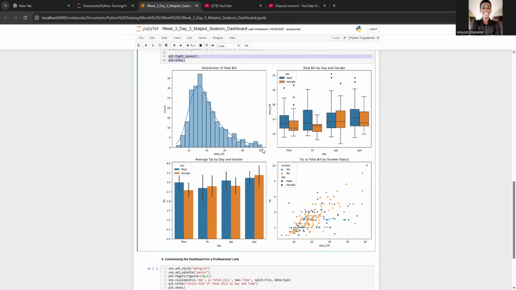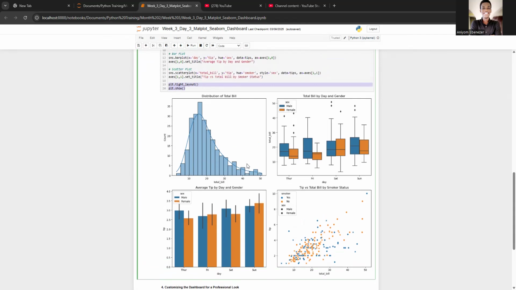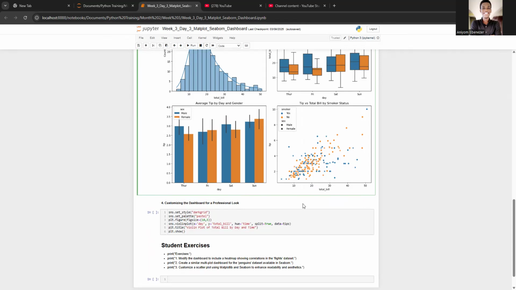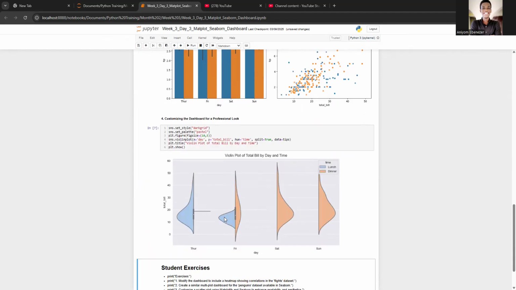So basically what this implies is that at a glance, when you look at this, you have more information about what happened in those 4 days, right? And then you can quickly understand, without me looking at this thing, who was able to purchase and who did not purchase. So, customizing the dashboard for a professional look. Let's try to do this and see.